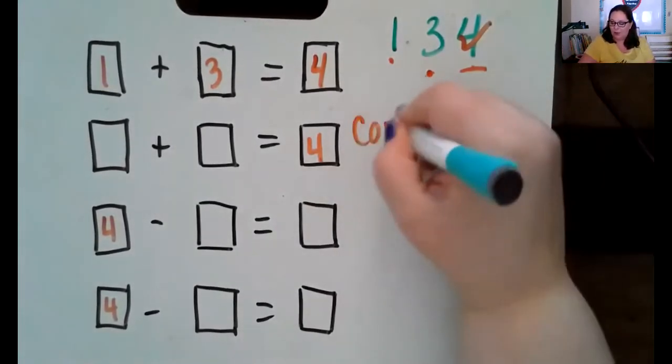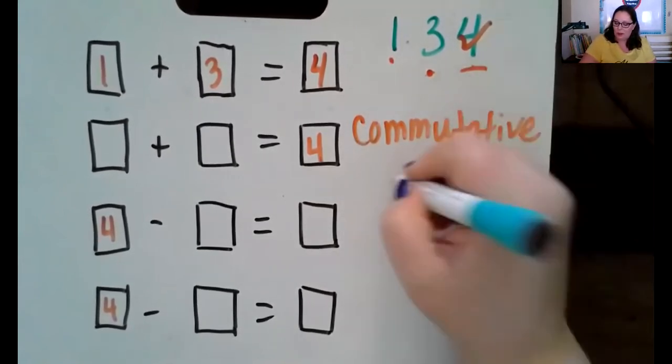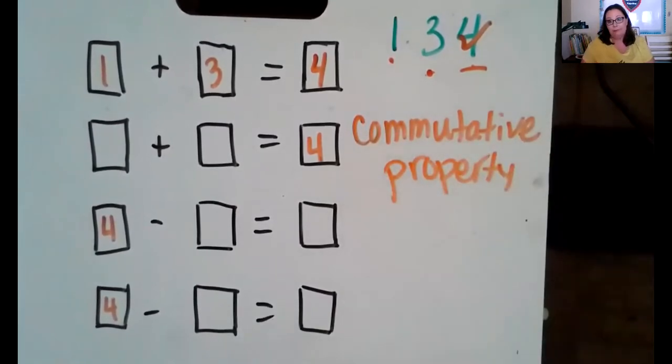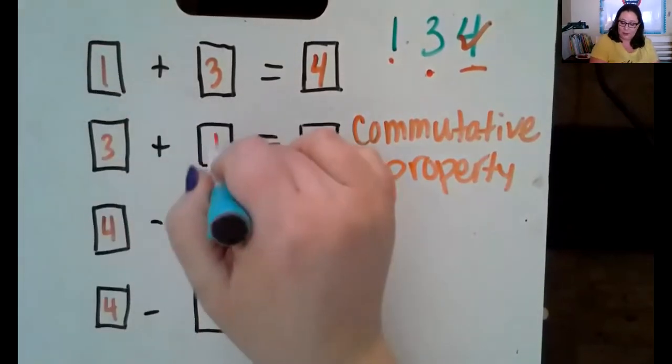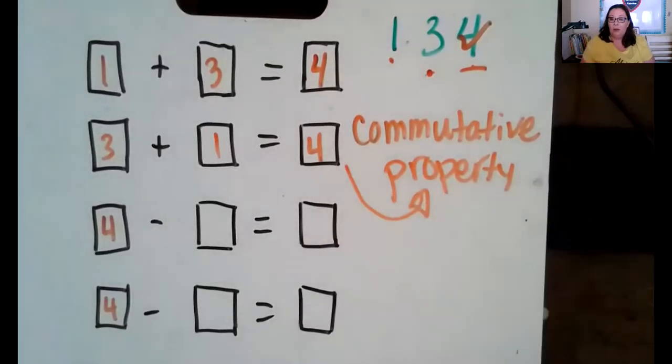And then guess what? Do you remember this vocabulary word? Commutative property. Flip-flop them like a pancake. 3 plus 1 also equals 4 because of that property.